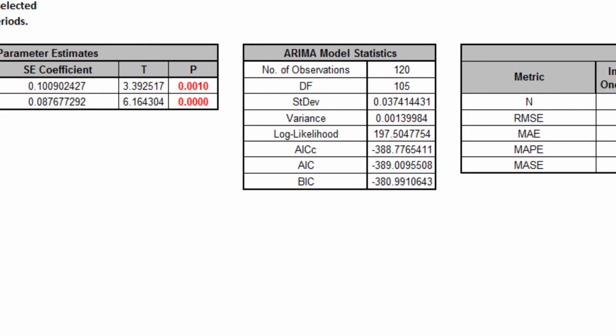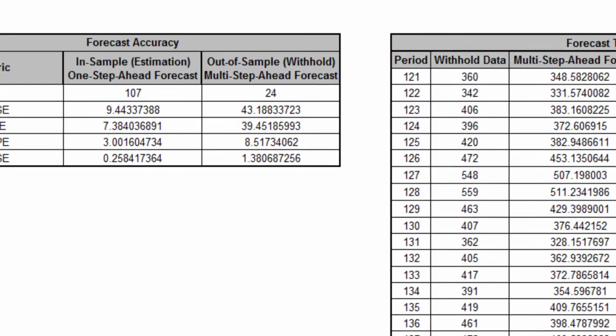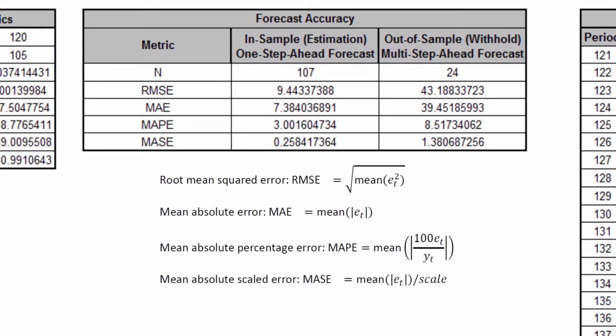Note that the model statistics are based on the log transformed data, not the original data. The forecast accuracy metrics are also provided. As expected, the out-of-sample withhold multi-step ahead forecast errors are larger than the in-sample estimation one-step ahead forecast errors. Note if we were primarily interested in a short-term one-step ahead forecast, then we would have selected withhold forecast type one step ahead, and this table would show out-of-sample withhold one-step ahead forecast errors.